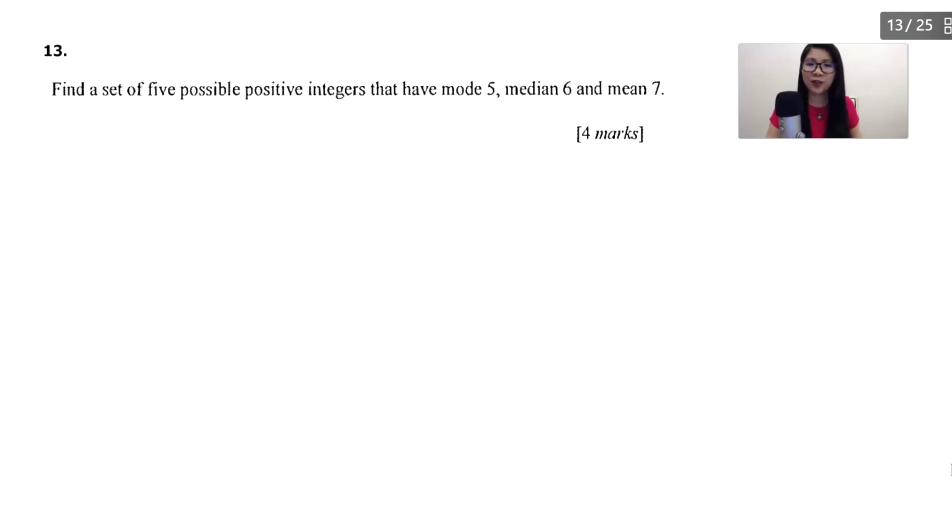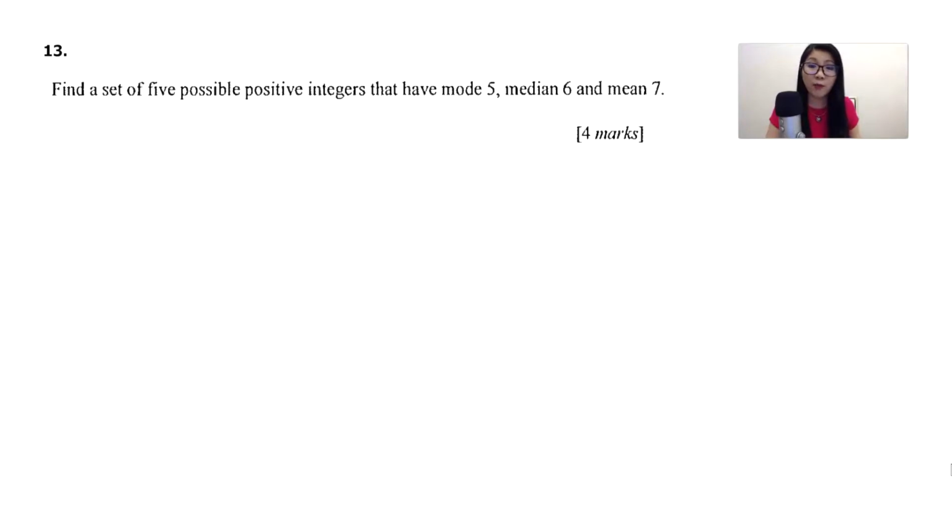Let's look at this question, question 13. This question is under the chapter statistics. Find a set of 5 possible positive integers that have the mode 5. Mode means the highest frequency. Median 6 means the number in the middle is 6. And mean is 7. Mean means the average, which is the total divided by the number of data.